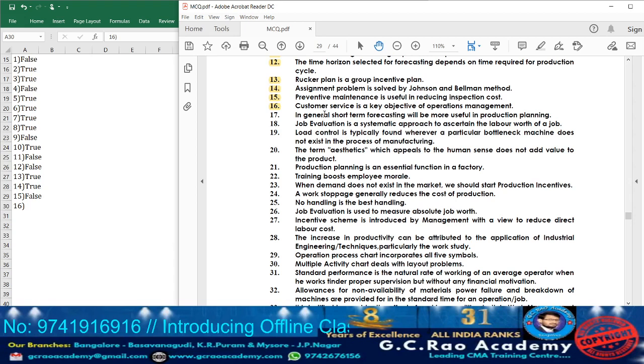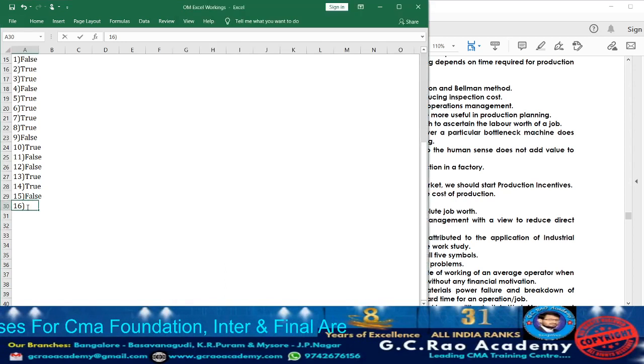What they're telling, customer service is a key objective of operation management. Yes, as we know, the main objective of operation management is what? Customer satisfaction and optimum utilization of resources. See here what they're telling, customer service is a key objective of operation management. Yes, the statement is true. So accordingly, take down, the statement is true.